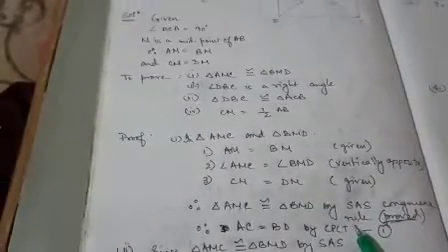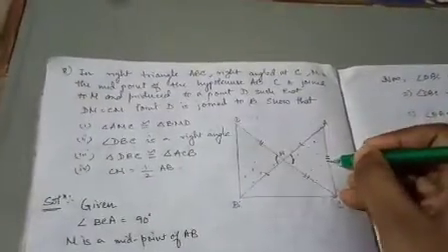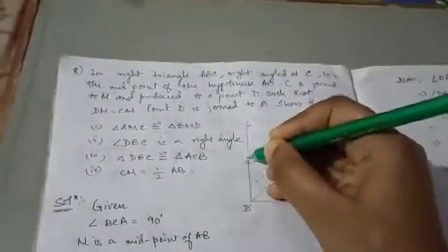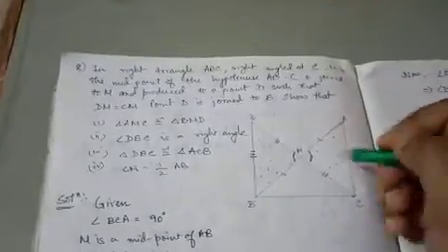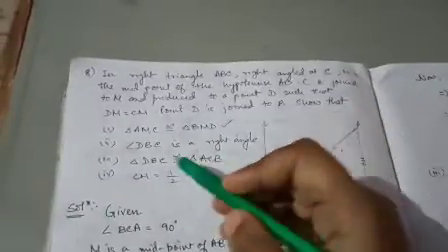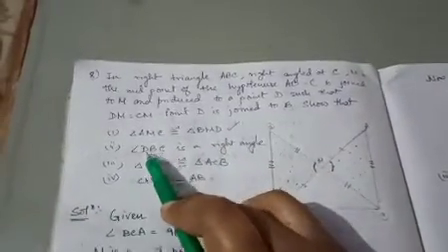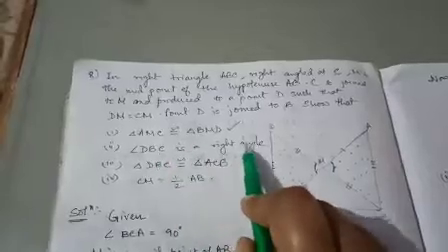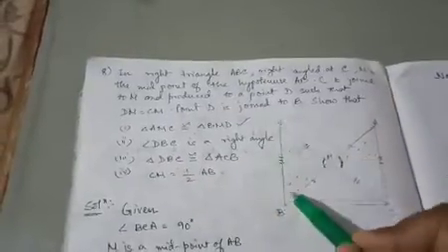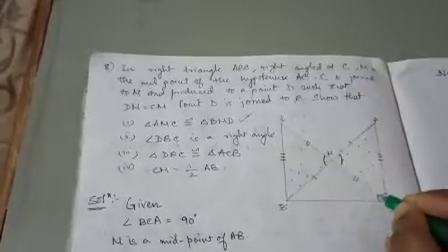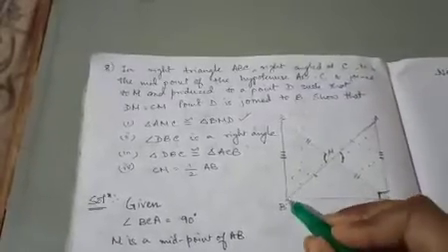So with this congruency we can say AC is equal to BD by CPCT. So our first proof is done. Now the second proof is that angle DBC is a right angle. We need to show this angle is a right angle. Angle C is already 90 degrees, we need to show angle B is also 90 degrees.